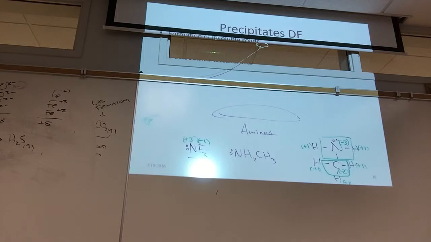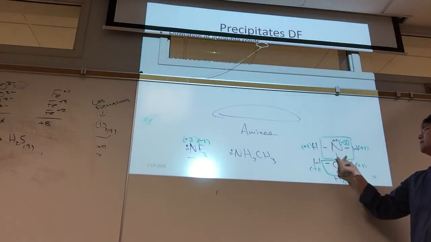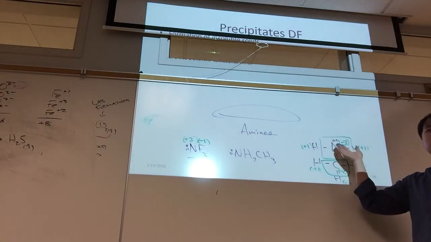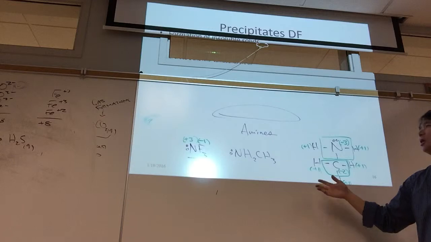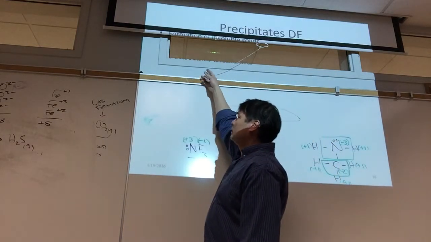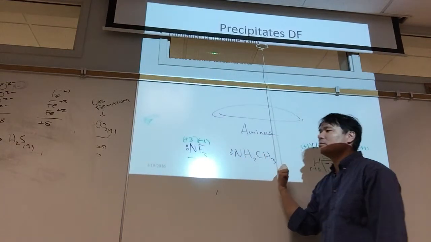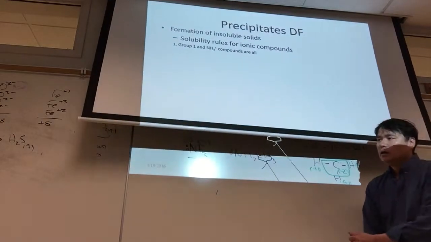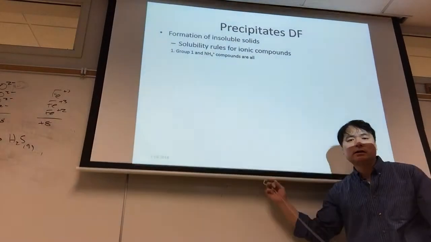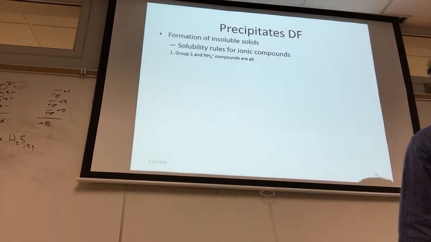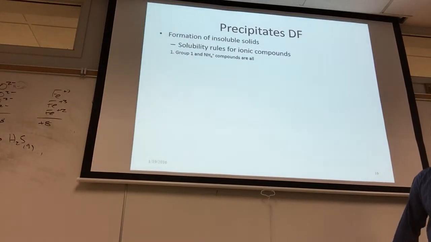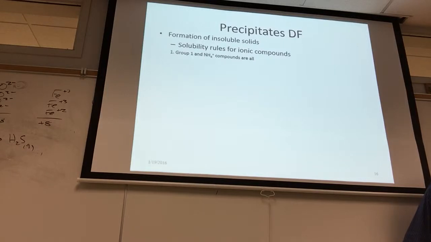So amines like this are going to be a weak base. This is going to react with water to form what we call methyl ammonium ion and hydroxide. A lot of metal cations precipitate out with hydroxide. So when you add ammonia to an aqueous solution containing metal cations that form insoluble hydroxides, you're going to get a hydroxide precipitate, usually. Not always, we'll see later.